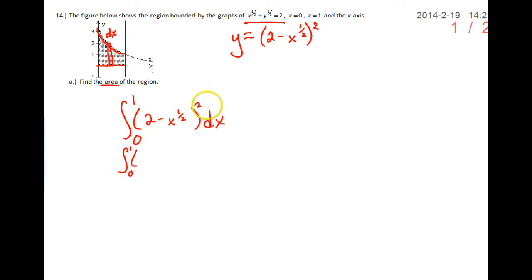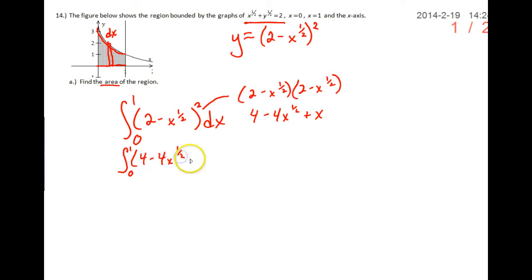So that would mean, remember, 2 minus x to the 1/2 times itself, 2 minus x to the 1/2. So 2 times 2 is 4, 2 times minus x to the 1/2, and another minus 2 times x to the 1/2 gives us minus 4 x to the 1/2, and then plus x to the 1/2 times x to the 1/2. What do you do with those powers? You add 1/2 and 1/2 together to get x to the first. So we're going to integrate 4 minus 4x to the 1/2 plus x with respect to x.